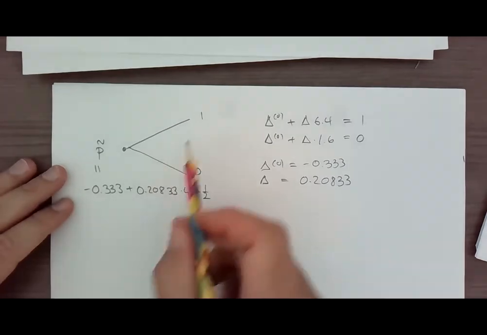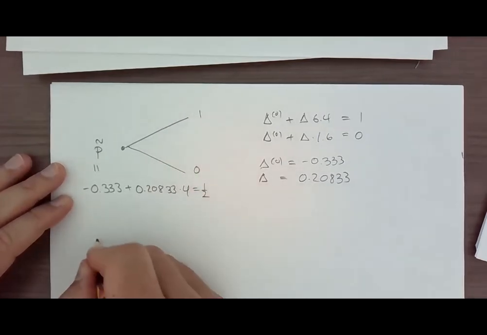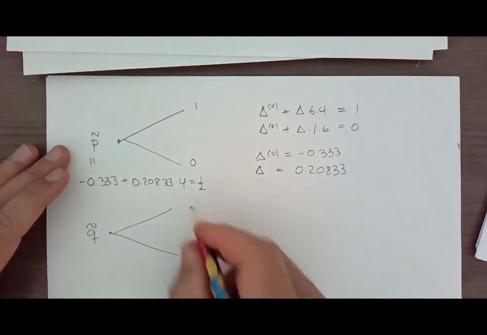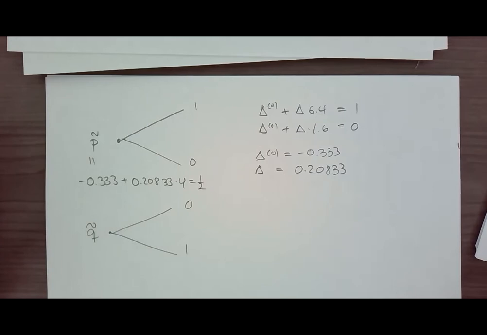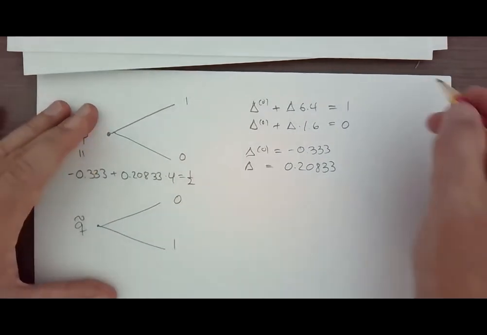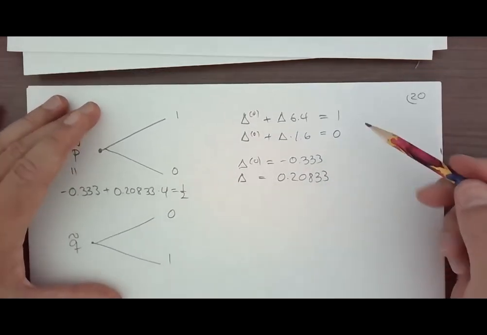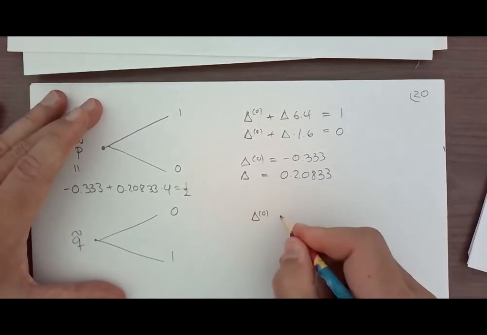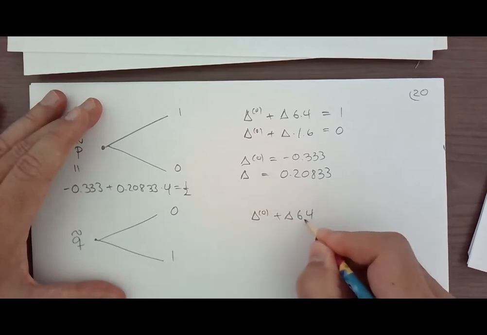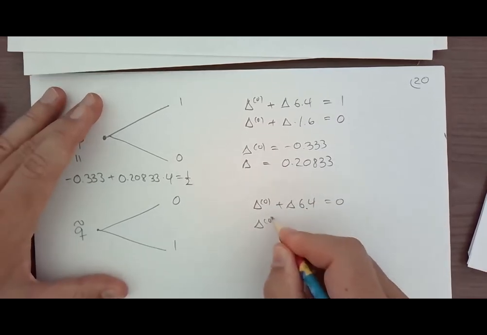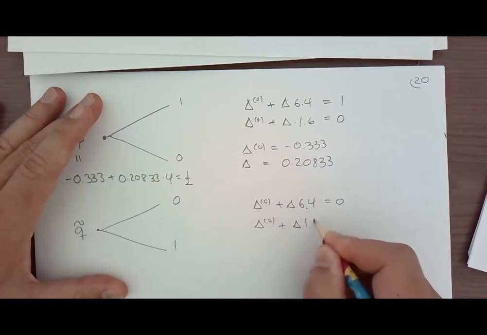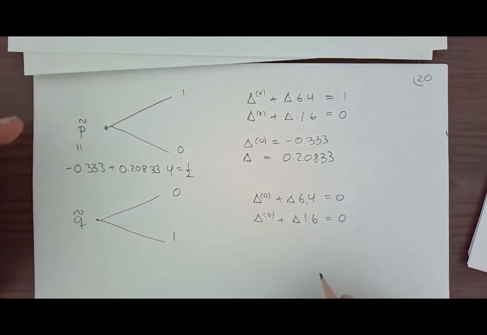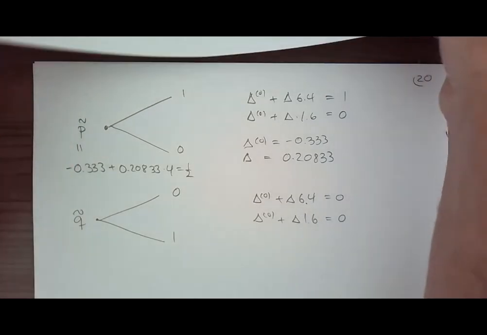The other one I'm interested in is when I swap 1 and 0. That's what I'm going to call Q tilde. So here I'm going to put a 0 and I'm going to put a 1. I'm going to resolve my equations, and the only thing that's going to change is that I'm going to alter 0 and 1 here. So I'm going to get 6.4, this should be 0, and delta naught plus delta times 1.6, this is a 0. I'll solve.